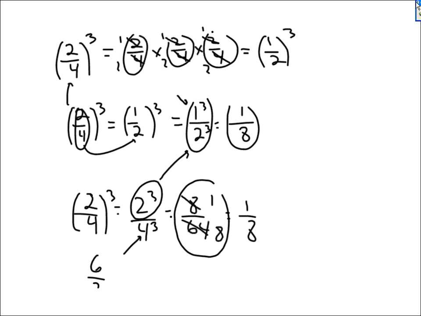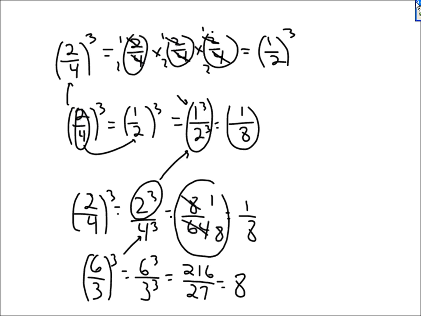If you have 6 over 3 cubed, you can do 6 cubed over 3 cubed. 6 cubed, I think, is 216. 3 cubed is 27. Now you have to figure out how many times 27 goes into 216. Normally, I have no idea, but today I know it's 8. You know why? Because 6 over 3 is 2, and when I cube it, I'm supposed to get 8.